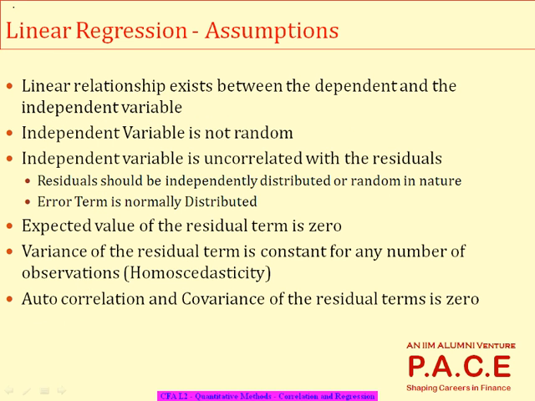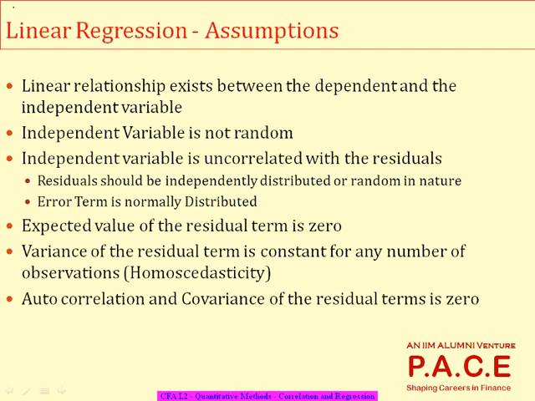Now, the linear regression, whatever equation we have derived, is actually based on a few assumptions. The first assumption is that the independent variable is not random. What we have taken as the independent variable here is the earnings of the company. If the earnings of a company are completely random, then linear regression has no meaning. They should not be random. They should be predictable.